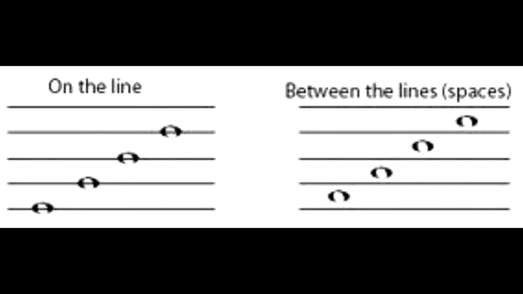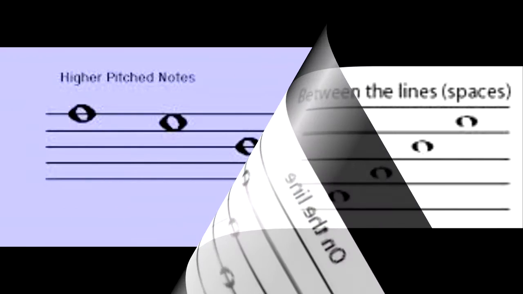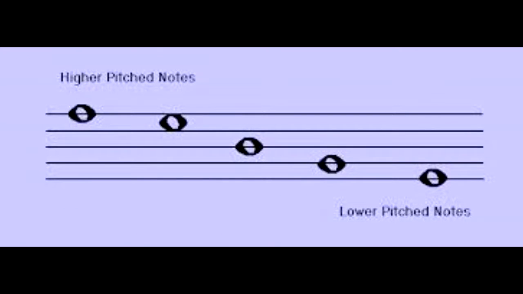Notes are written on both the lines and the spaces of the staff. Higher notes are placed at the top of the staff. Lower notes are placed at the bottom of the staff. If a note occupies the same line or space, it is the same note.